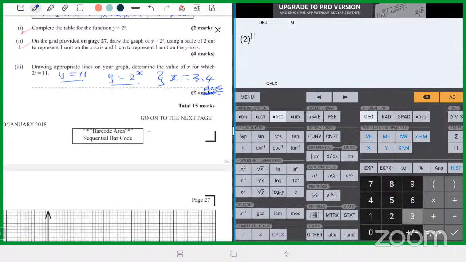So 2 to the 3.4. See, we get 10.5. Close enough. If we correct it to the nearest whole number, you're going to get 11. So 3.4 can work.